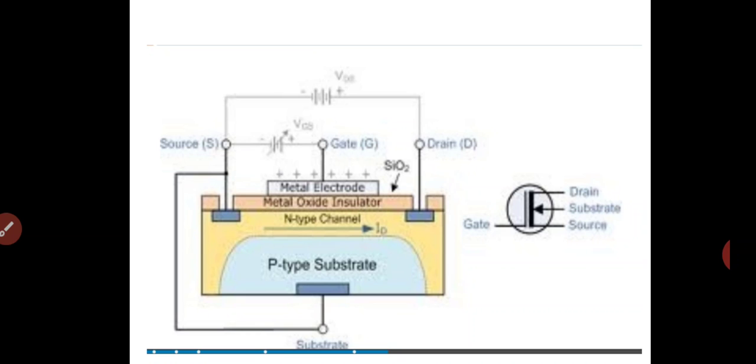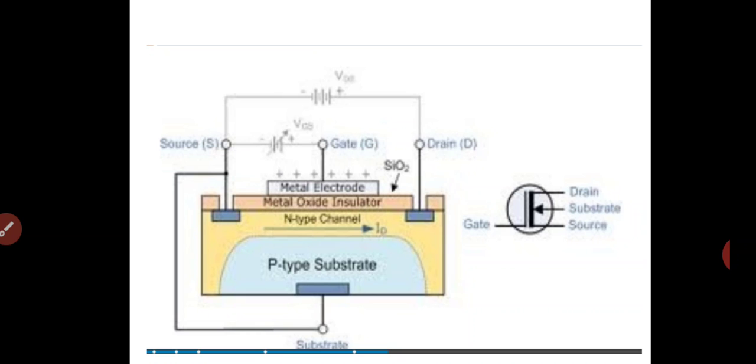In working condition, the MOSFET is connected in this form: source, drain, gate, a three terminal device. It has a p-type substrate and an n-type channel. Source and drain are n-type, the channel is n-type, and the substrate is p-type. It is called an n-channel MOSFET.